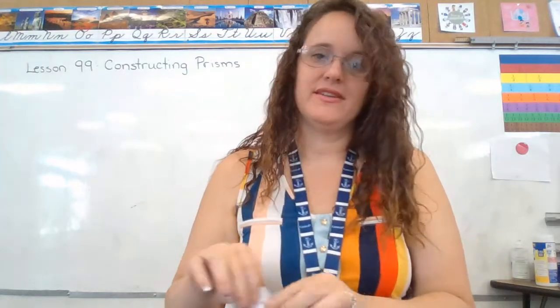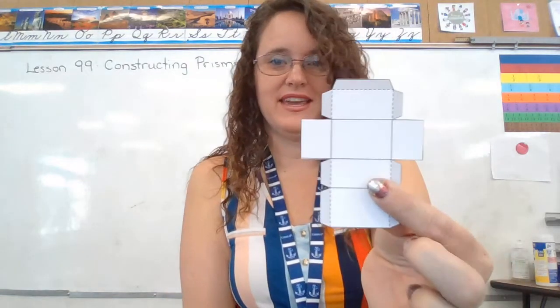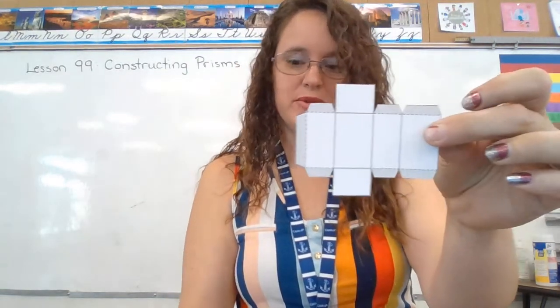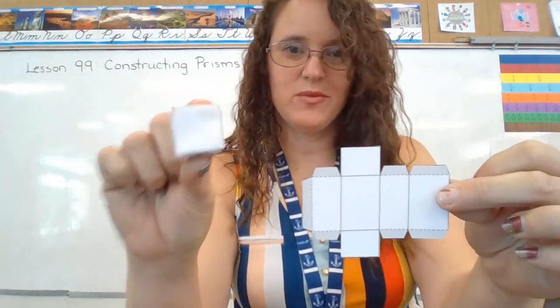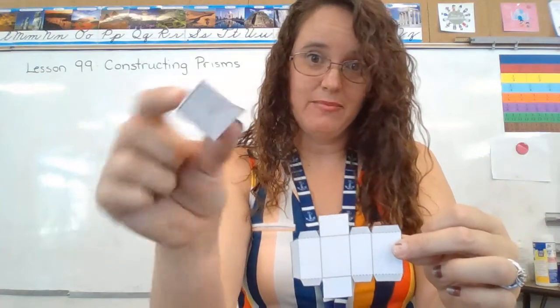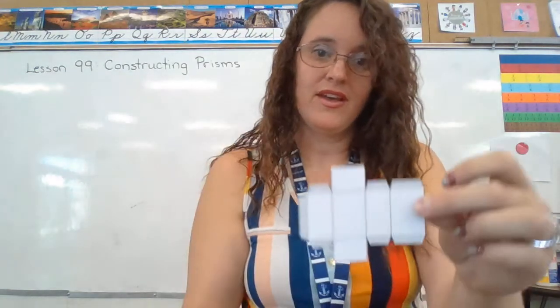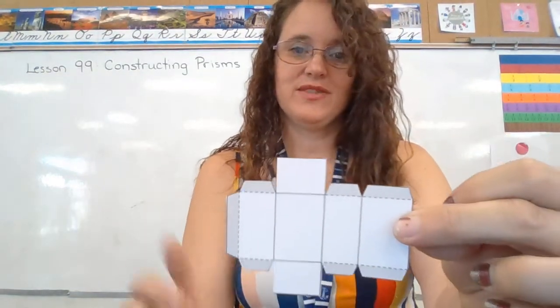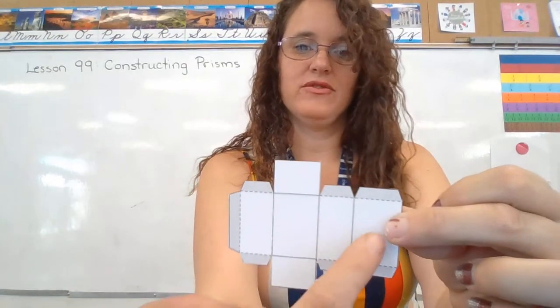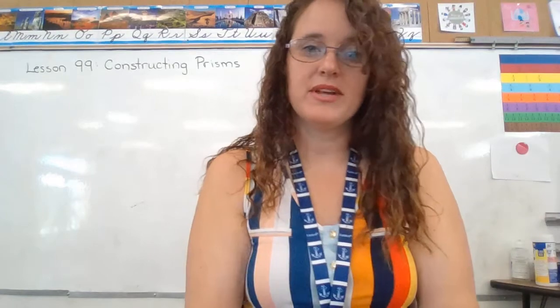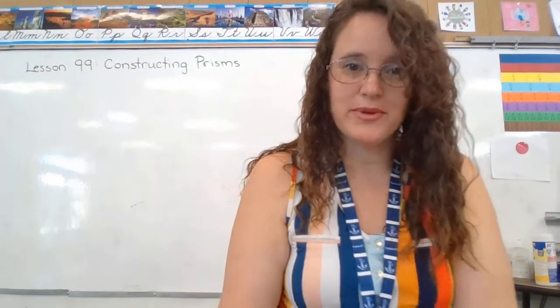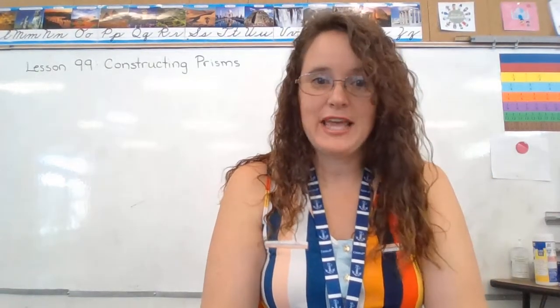All right, now we're going to do the same thing with our rectangular prism, and I want you to notice the difference. All of the faces on this one were square, so I ended up with a cube. All of the faces on this one are rectangles. Even these 2 sides there are rectangles. So I'm going to end up with a rectangular prism. And it's the same process.